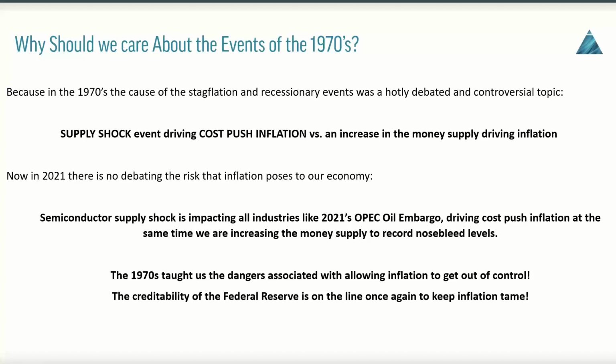So if anything, the 1970s taught us about the dangers associated with allowing inflation to get out of control. And this is why there's so much scrutiny on the Fed right now related to this expectation for inflation being more moderate versus getting out of control. So the credibility of the Federal Reserve is once again on the line, and they've got to keep inflation tame.